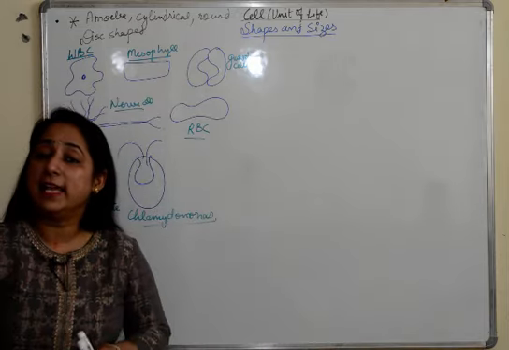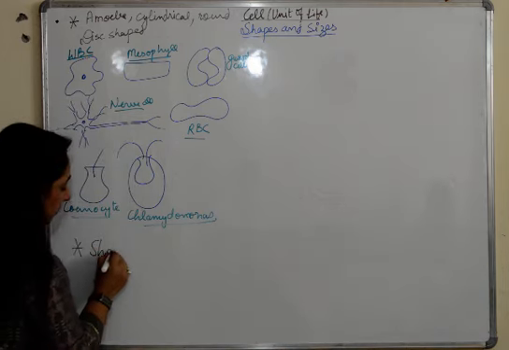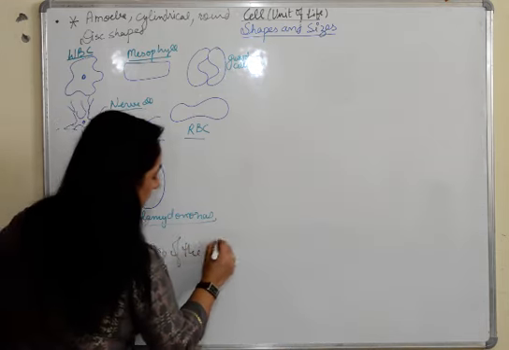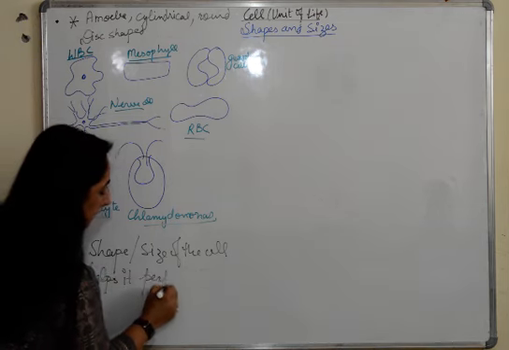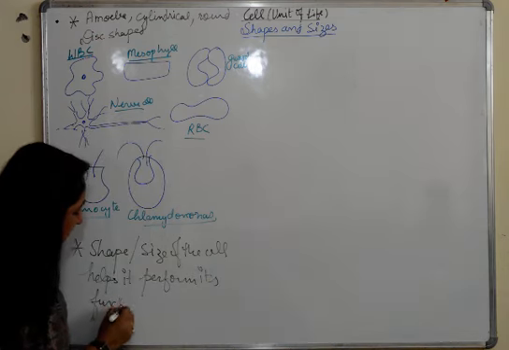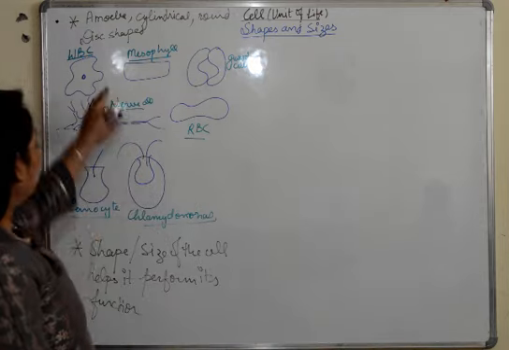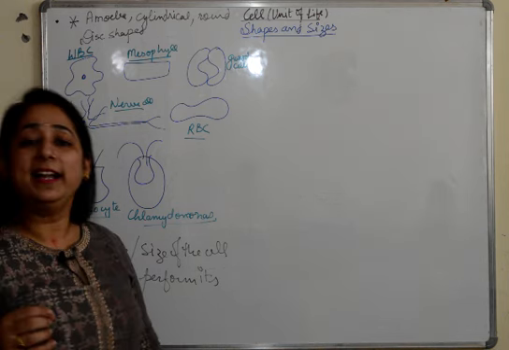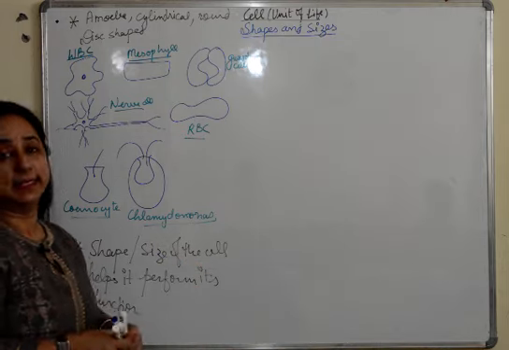So the different cells have different shapes because the shape and size of the cell helps it to perform its function. This is the main reason. Whatever function is being performed by the cell, this different shape and size is going to facilitate, is going to help the cell to perform that function. That is why different cells have different types of shapes and sizes.